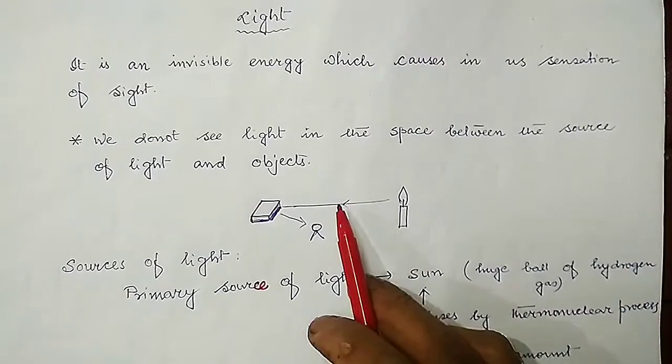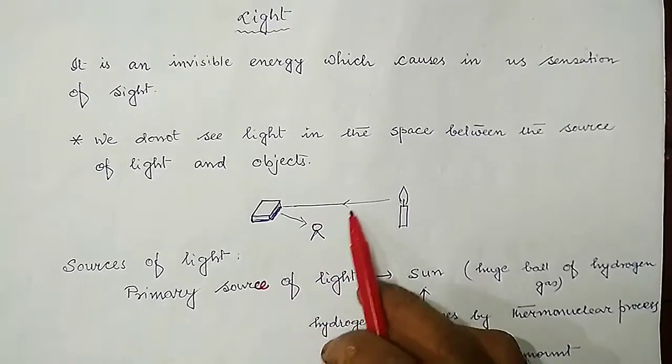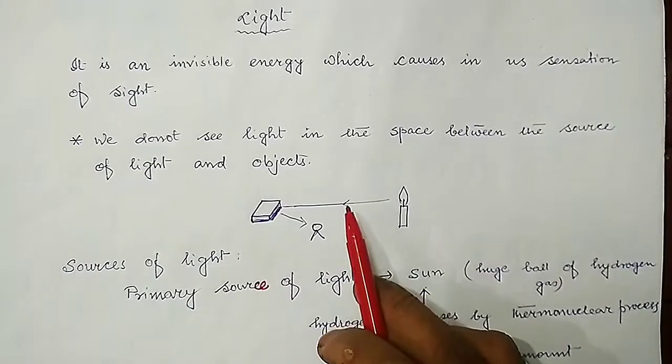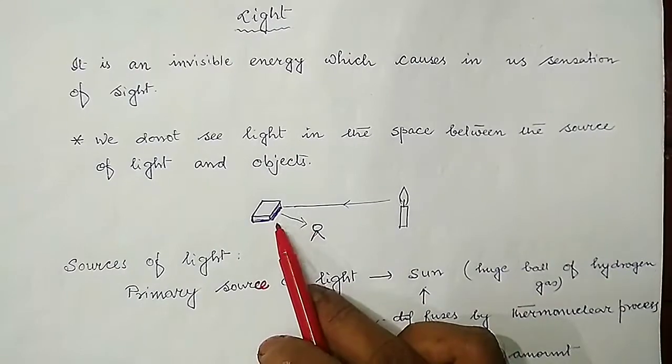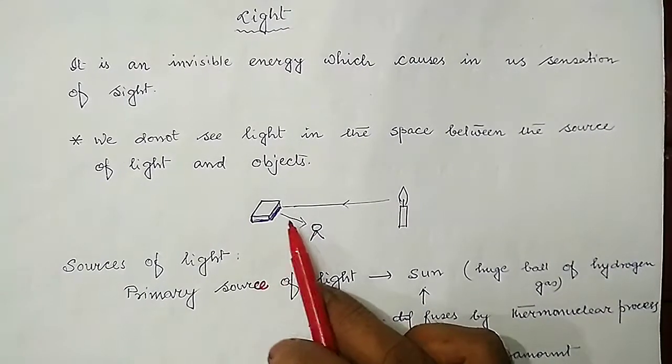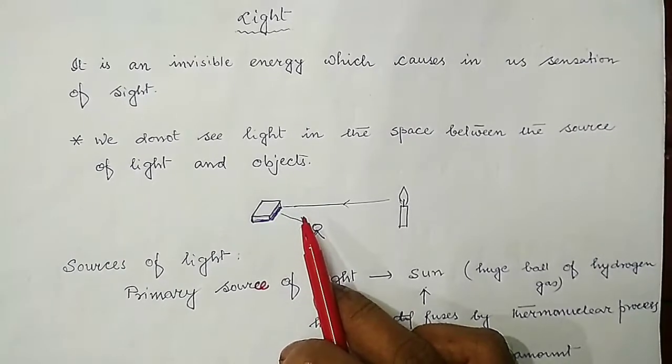Since we do not see light in the space between the source and the object, that's why we use the term invisible energy. That means light itself cannot be seen, but when light strikes any object and bounces back or reflects back, then only objects are visible. I hope the definition of light is clear.